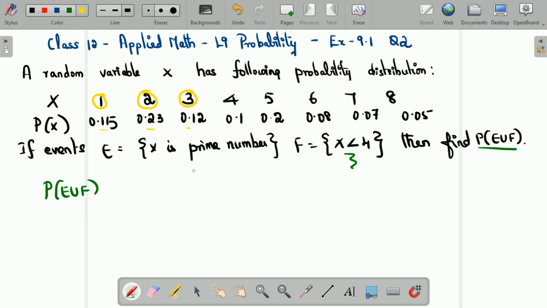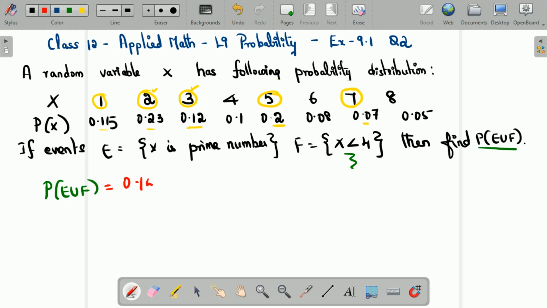Now let's look at the definition of E. It is x is a prime number. So 2 is already a prime number, 3 is already a prime number in this list. So what is left over is going to be 5 and 7. So if you include or add all these probabilities, then we are going to get the value for E union F. So let's do this.